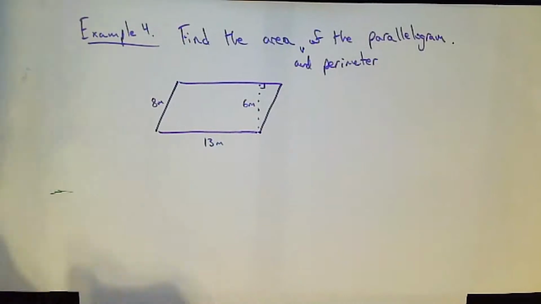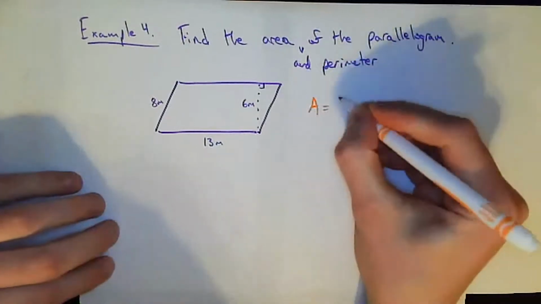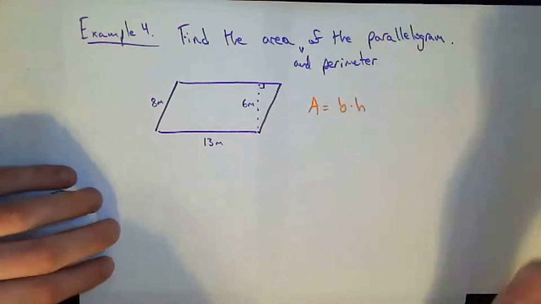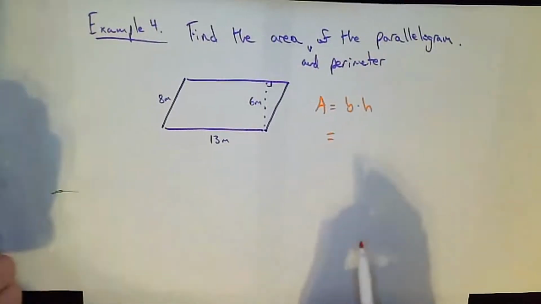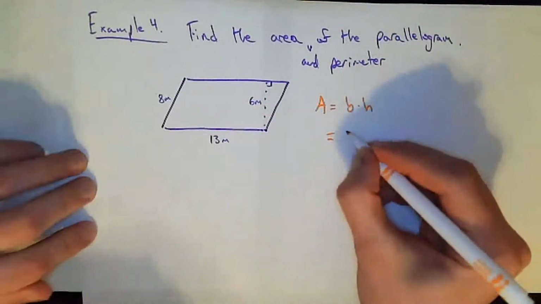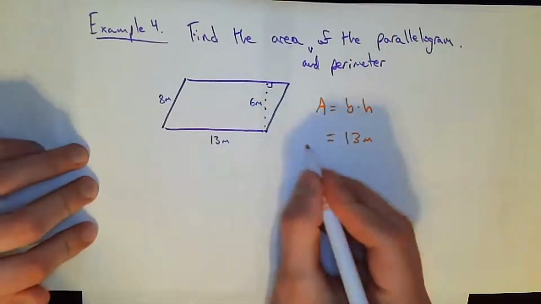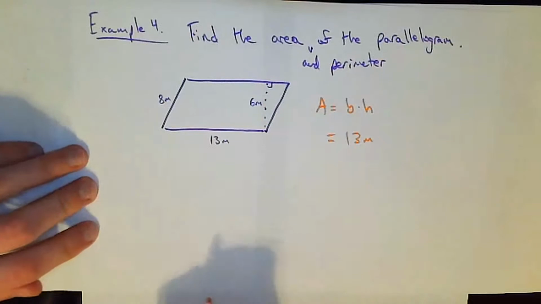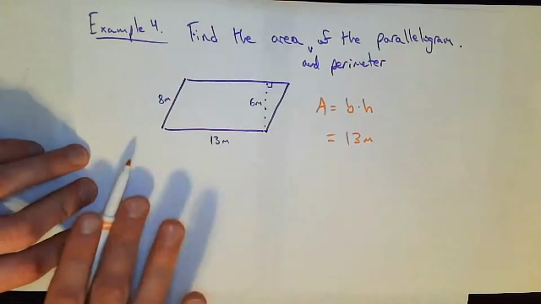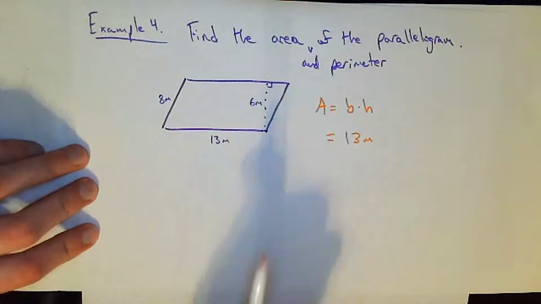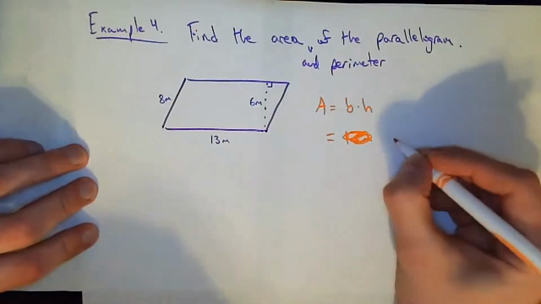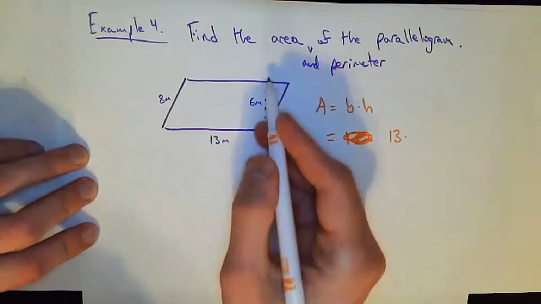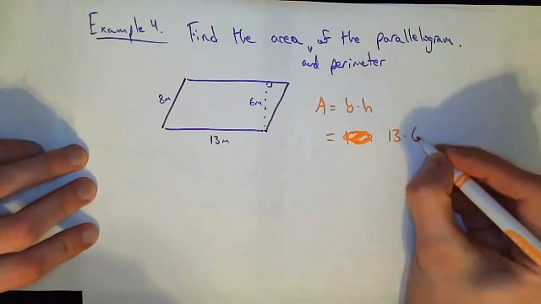All right, here we go. Area for a parallelogram is base times height. My job is to say which numbers are the base and the height. Clearly 13 is the base, right? It's on that horizontal side, that's the base number. Which number is the height? Is it the slant line or this vertical line? It's the vertical line. I don't want to write units, so I'm just going to say 13 times, and then the height is 6.